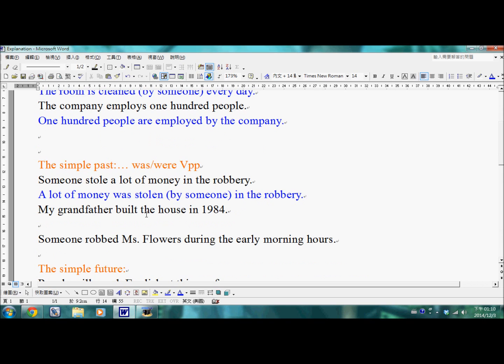Example number 2: my grandfather built the house in 1984. Again, locate the verb. You can see the house is actually the object, so we move it to the front because we want to know what happened to it. The house, again, is a singular noun, so we use was. Verb past participle of build: built, built. Was built. You can say by my grandfather, or not. In 1984. The house was built by my grandfather in 1984.